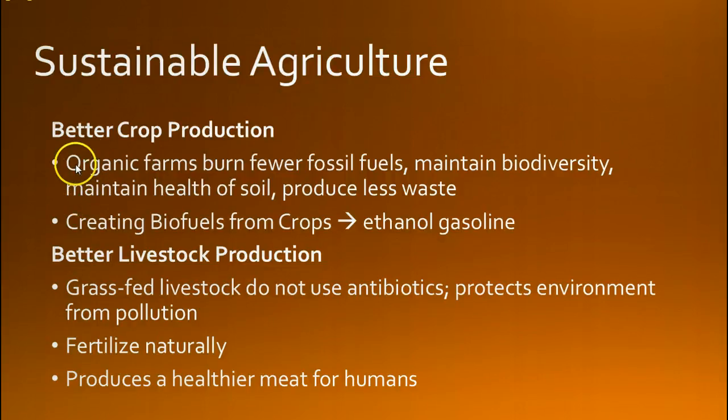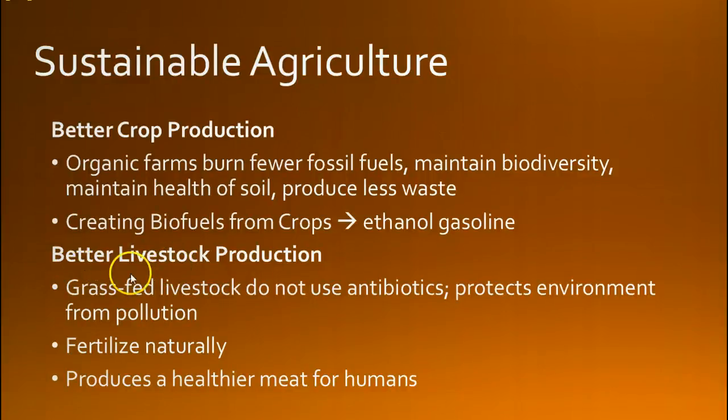These are a couple of processes that your text talks about and how we can make agriculture more sustainable. Better crop production. Organic farms burn fewer fossil fuels. They maintain biodiversity, maintain the health of soil, produce less waste. You can create biofuels from crops. For instance, a lot of corn can be turned into ethanol gasoline.